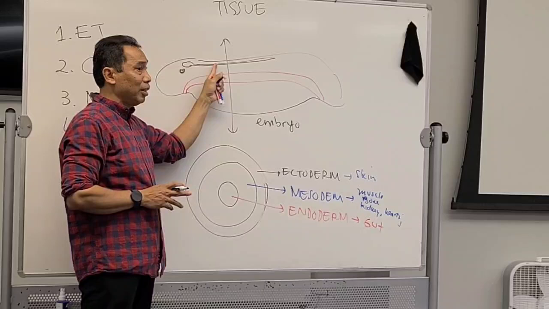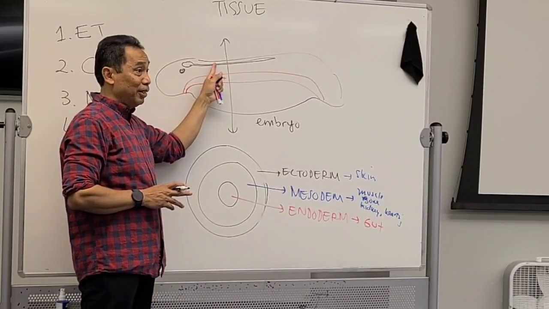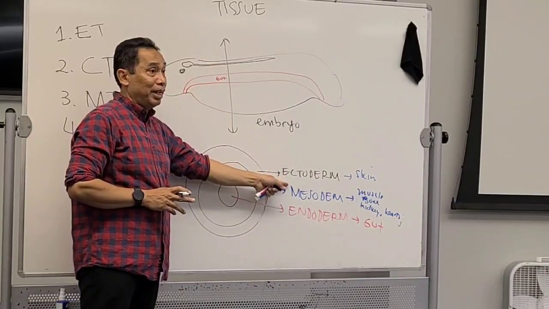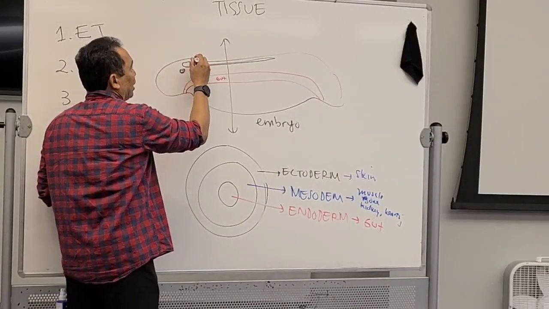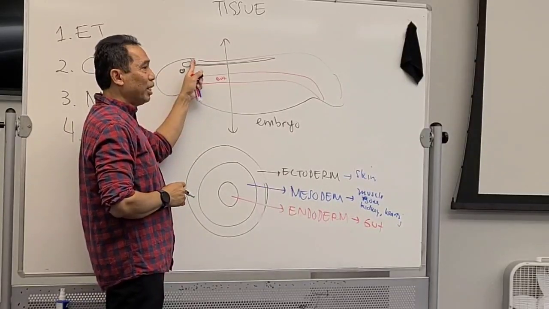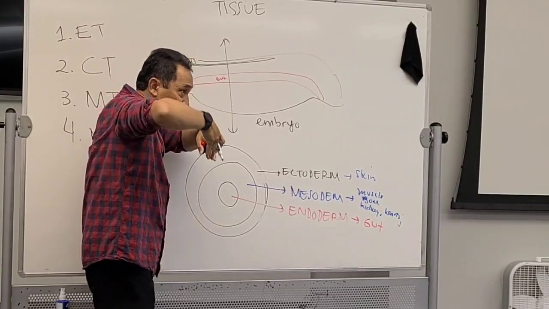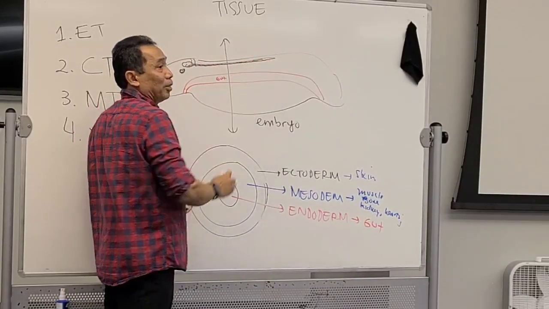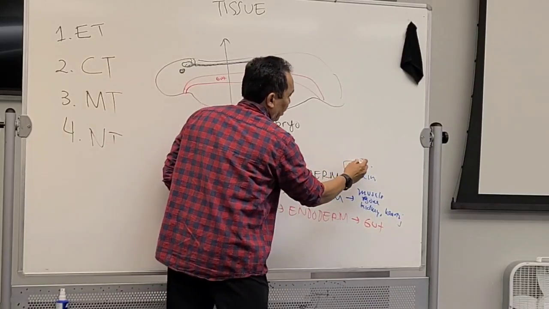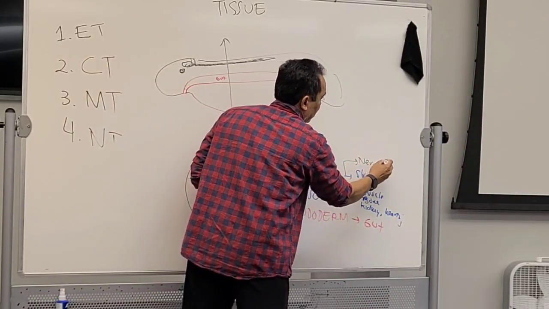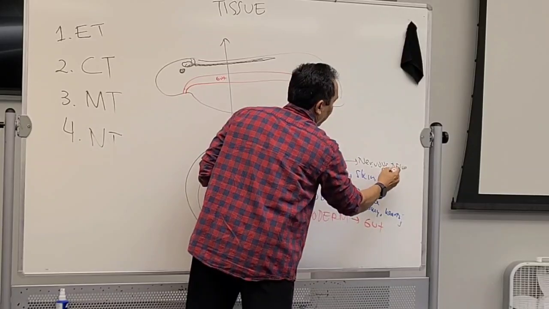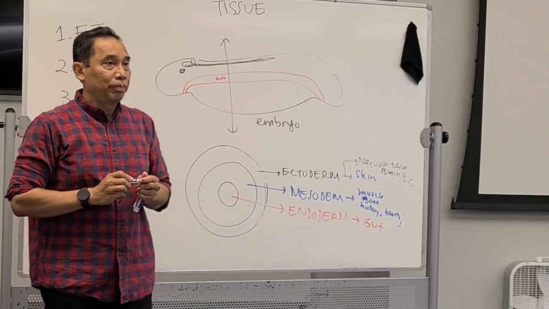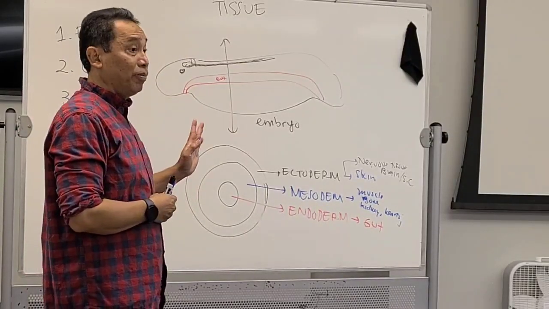Even this one is actually protected by the bone, right? Inside the bone, your brain is actually protected by the bone. But actually the brain is made of ectoderm. So during development, the skin or the ectoderm is actually folding inside, making this nervous tissue, brain and spinal cord. So the brain and spinal cord are made of ectoderm. Are you with me so far?